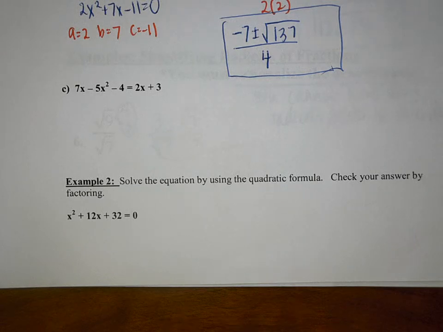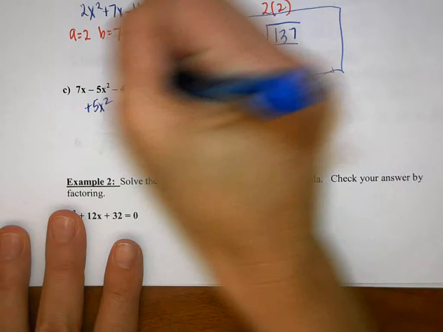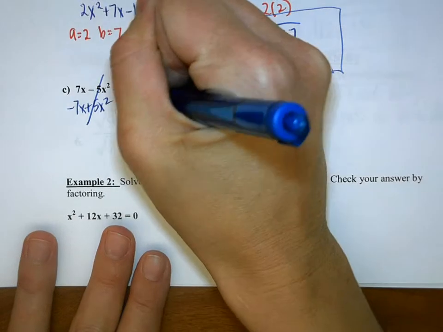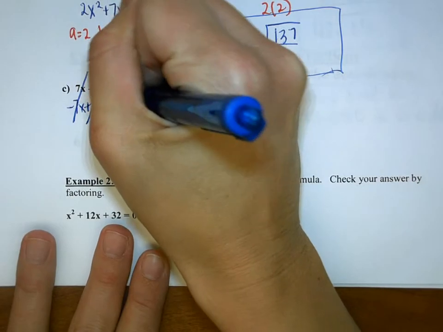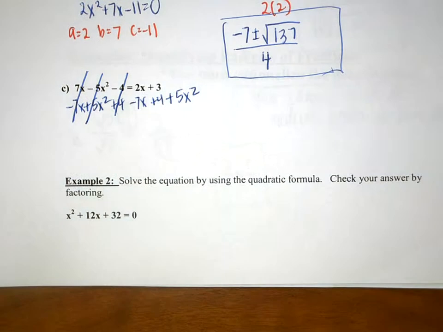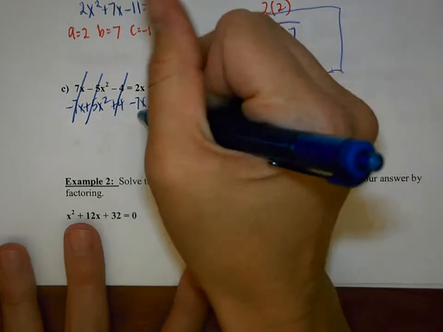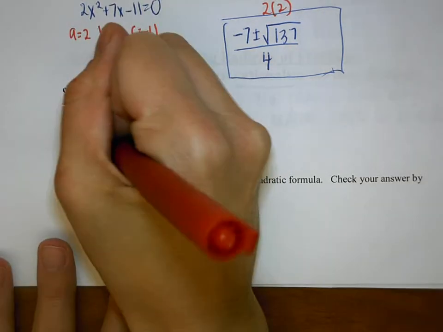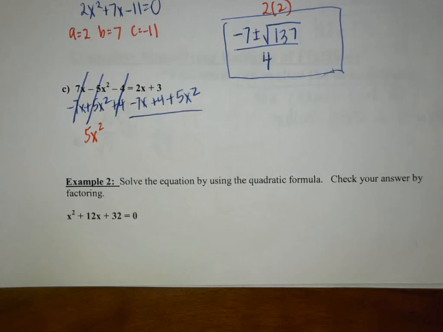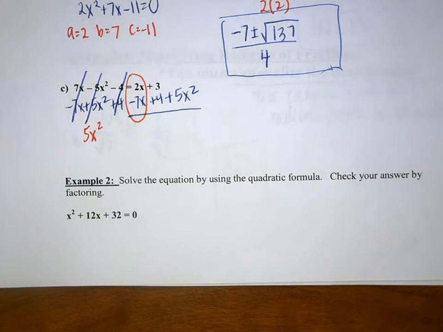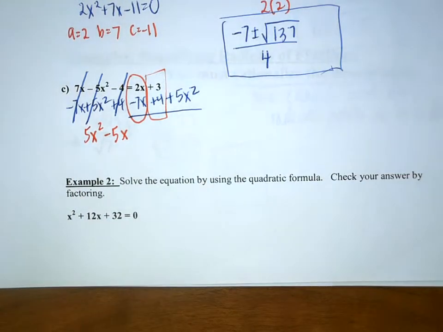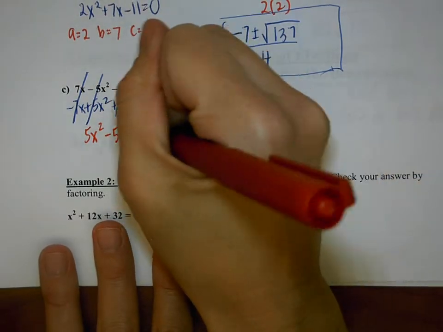Okay? So I'm going to add 5x squared. So that cancels out. I'm going to subtract 7x. So that cancels out, and I'm going to add 4. So that cancels out. And when I write this, I would write it in descending order. So I'm going to start with what? Good. So we have 5x squared. And then 2x and -7x makes -5x. And then we have 4 and 3, which makes 7, equals 0.